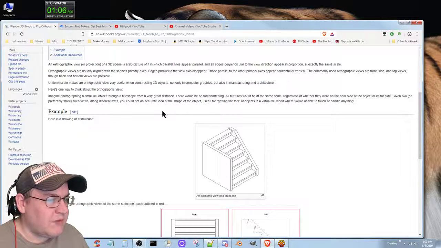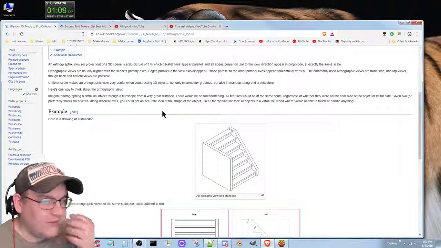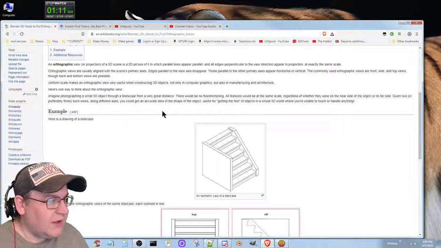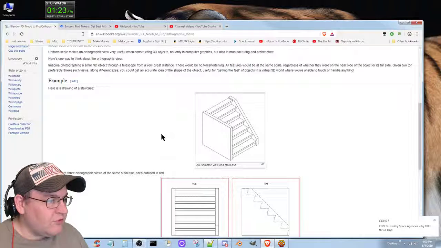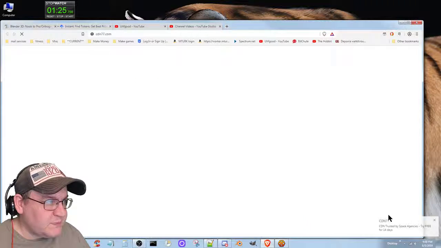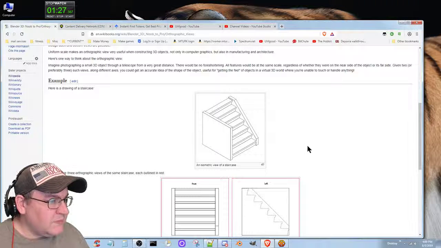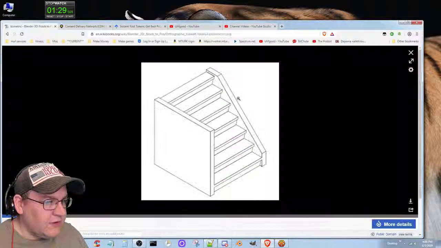All features would be at the same scale, regardless of whether they were near side of the object or the far side. Given two or preferably three such views along the different axes, we'll get an accurate idea of the shape of an object, useful for getting the feel of the objects in a virtual 3D world where you're unable to touch or handle anything. Here's a drawing of a staircase. Isometric view of the staircase.